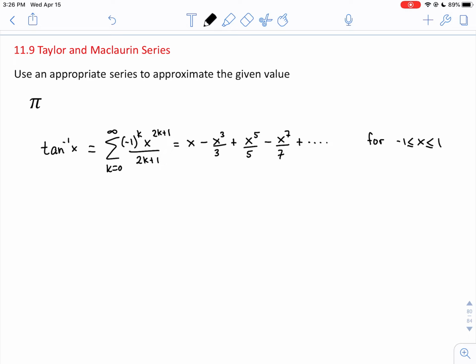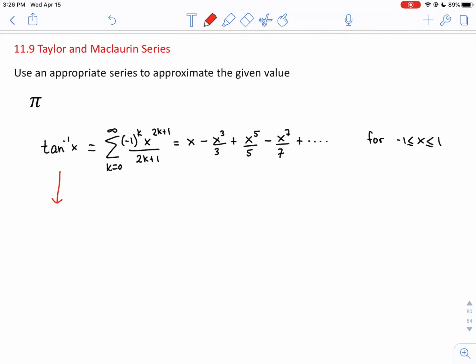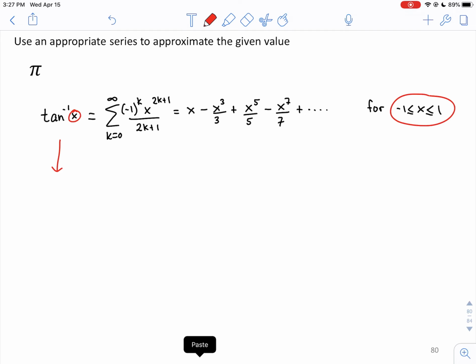I'm going to use the arctangent series for this because I want to make a choice of x that gives me something that relates to pi, and I have to choose an x in this interval. The tangent of pi fourths is 1. So therefore the arctangent of 1 is pi fourths, and 1 is a choice in this interval. So I'm going to let x be equal to 1.